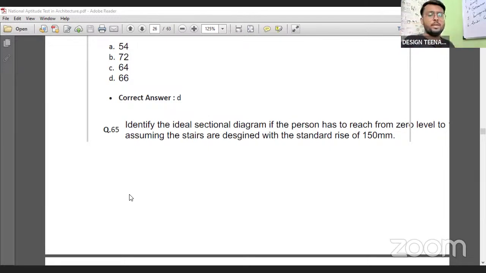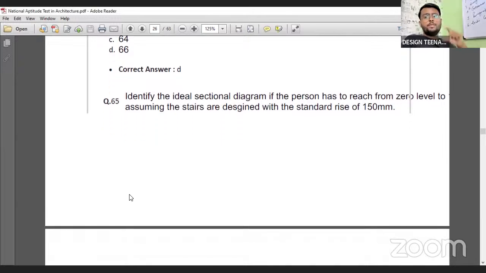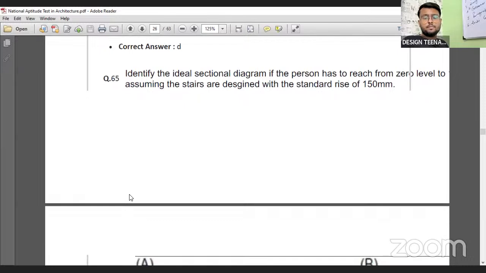So what has been told over here? Identify the ideal sectional diagram if the person has to reach from 0 level to, okay, the question has been cut, 0 level to something, assuming I guess it's the first level. Assuming the stairs are designed with the standard rise of 150 mm. 150 mm standard rise means the height of each stair is 150 mm. That means how much is 150 mm in meter?